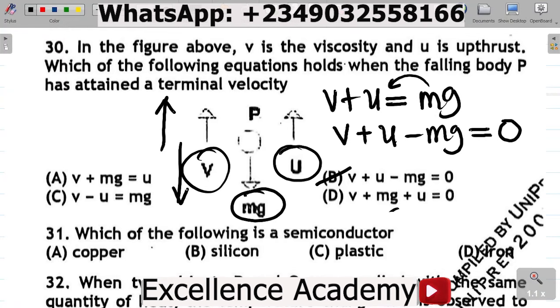So this is where we'll stop for this particular question. So you have question 31 here. This is for you. So you solve question 31, leave your answer in the comment section. 31 says, which of the following is a semiconductor? A. Copper, B. Silicon, C. Plastic, D. Iron. So you have these options here. Leave your answer in the comment section, either A, B, C, or D, and I will tell you if you're correct.